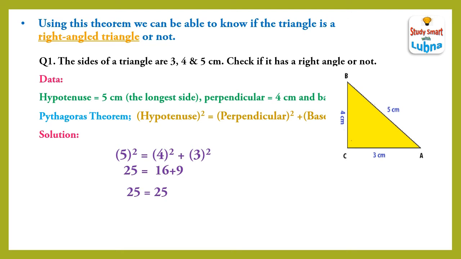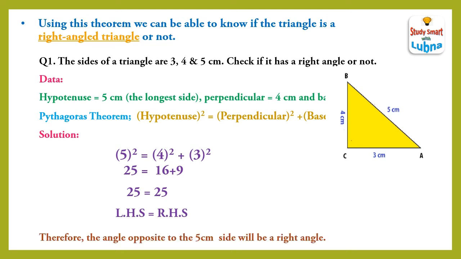Means both sides of the Pythagoras theorem are equal. We can also say left hand side equals right hand side. If the left hand side and right hand side are both equal, we can say that the angle opposite to the 5 centimeter side, or hypotenuse, is a right angle, meaning 90 degree angle, and the triangle is a right angle triangle.